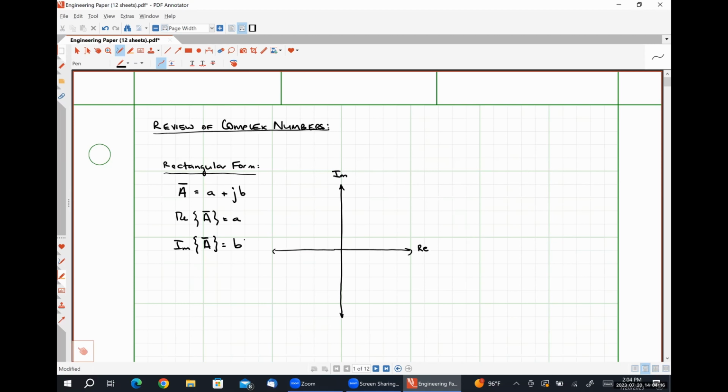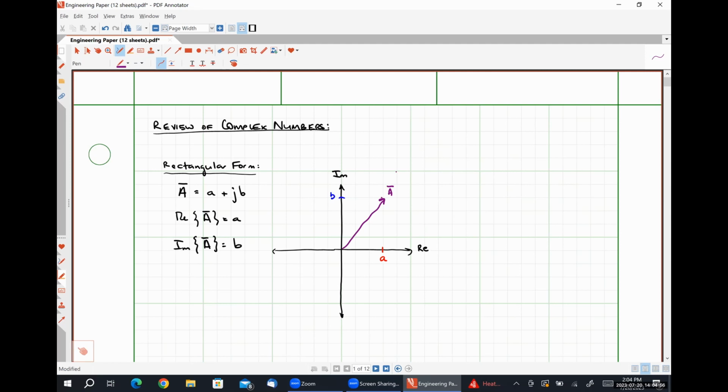If we wanted to plot this complex number, we would go out a units in the real direction, arbitrarily to this number, and then we'd go up b units in the imaginary direction. We'd wind up with this complex number A. So we went out positive a in the real direction and up positive b in the imaginary direction to get this particular complex number. So that's our rectangular form.